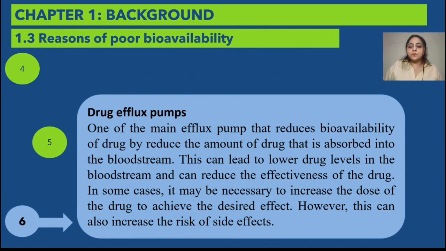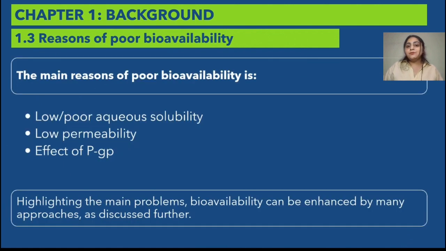Next comes the drug efflux pump. One of the main drug efflux pumps that reduces bioavailability is P-gp, as it leads to lower drug levels in the bloodstream and reduces the effectiveness of the drug. In that case, we have to provide a larger amount of drug, which could lead to toxic or side effects. So the main reasons of poor bioavailability we can highlight are: first, poor or low aqueous solubility, second, low permeability, and third, the effect of P-gp like efflux pumps.